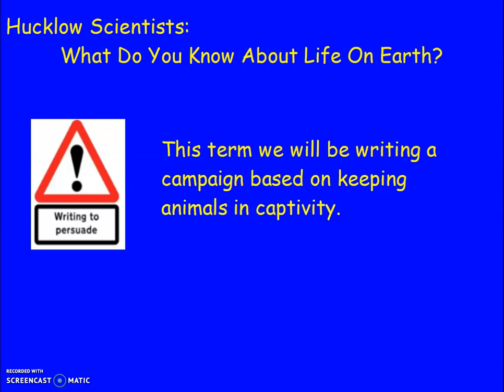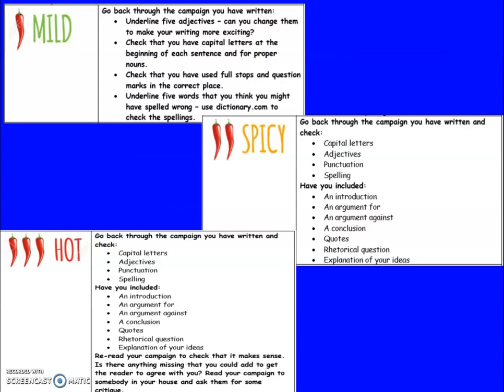So we've written our campaign now, and today we're going to just go back and see if we can edit and improve it. Okay, so our task today is this. So use the sheet in your pack to help you. So if you are choosing to do mild, you can underline 5 adjectives, okay? Or words that you can change or add adjectives in. Can you make your sentences sound a little bit more exciting, okay?